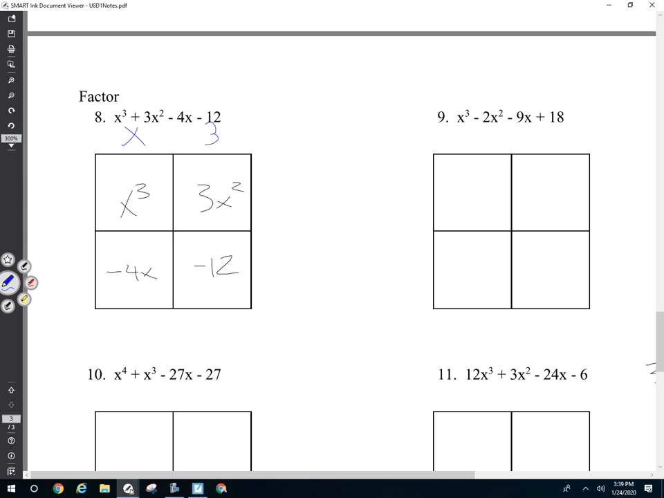Now let's look at the row. X cubed and 3x squared. Ms. Chisholm, what does x cubed and 3x squared share? An x? Just one x? Yes, very good. Ms. Mattingly, negative 4x and negative 12. What do you think? Negative 4. Very good.